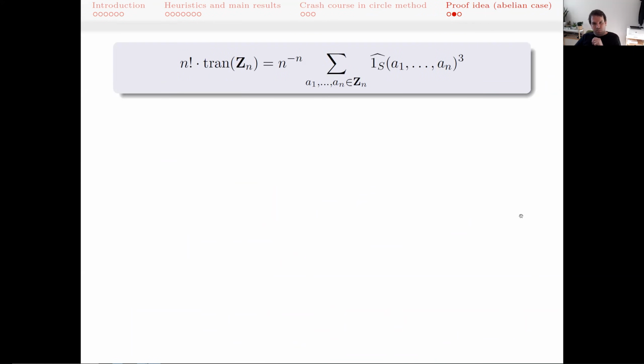So now the problem boils down to estimating this sum, and we use again a version of the circle method, which would mean that we isolate the contribution of these n-tuples for which the Fourier coefficient is large, and then everything else will just be an error term. So the maximum value now is n factorial.